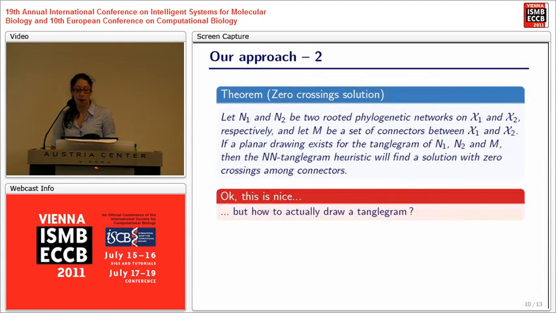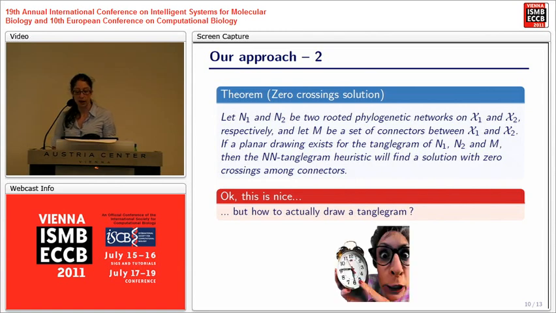Then there is a problem of how to actually draw this tanglegram, but no time. I'm already super late, so I don't have time to actually explain. But it's also another fascinating problem how to actually draw a tanglegram in a nice way. Because if I give a biologist lots of ugly drawings, people are not going to use it.